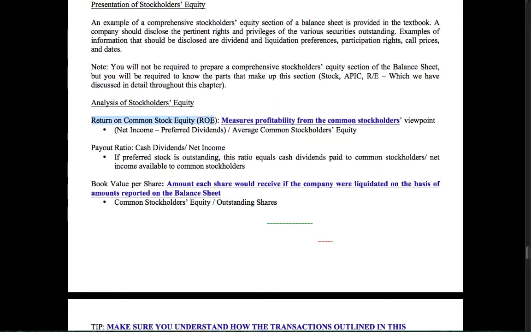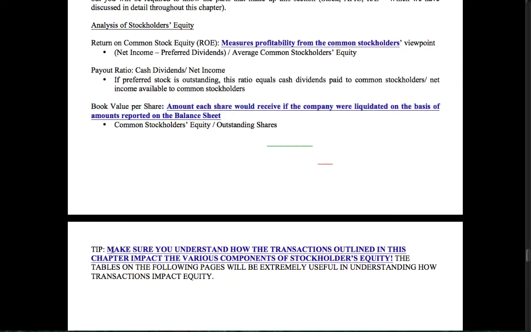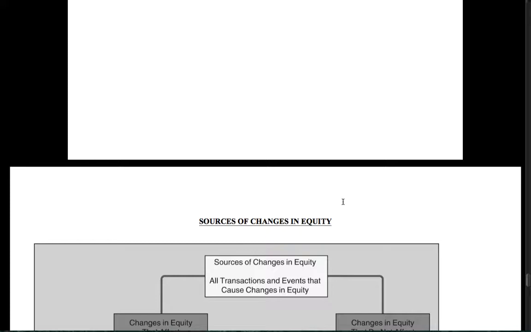The significance of the ROE and the book value per share analysis tools for common stockholders. And then also making sure you understand how each of these transactions in this chapter impact the various components of stockholders' equity. That is all that I have for today. This is the end of chapter 15 lectures.